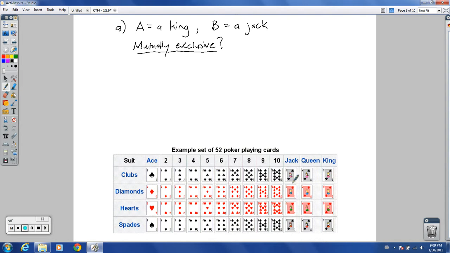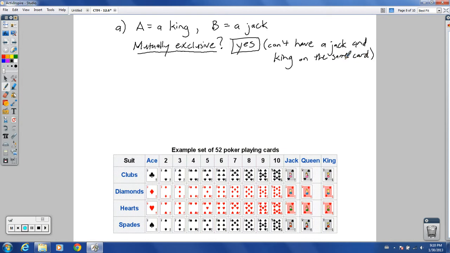No, they're totally separate. You can't pick a jack and a king at the same time. There's not going to be a jack-king or something. So mutually exclusive, I would say yes on this one. It is impossible. You can't have a jack and a king on the same card.